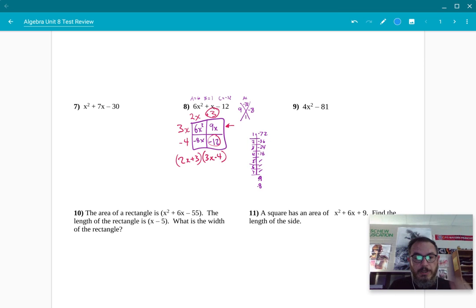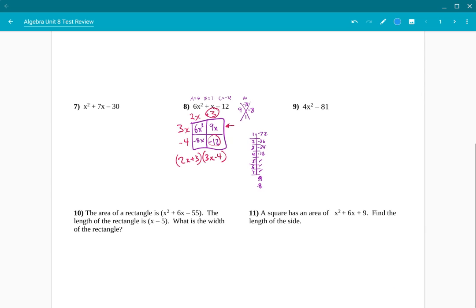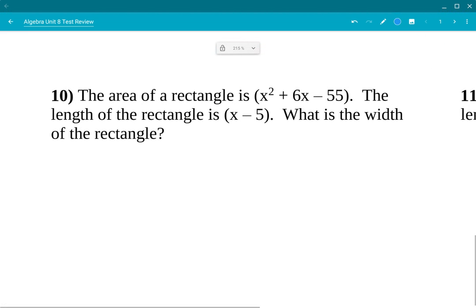Hello again, children. We're here for part 2 of the test review, so let's get right to it. Let's look at this word problem. The area of a rectangle is that, and the length is this. What's the width of the rectangle? Well, you know what we have?